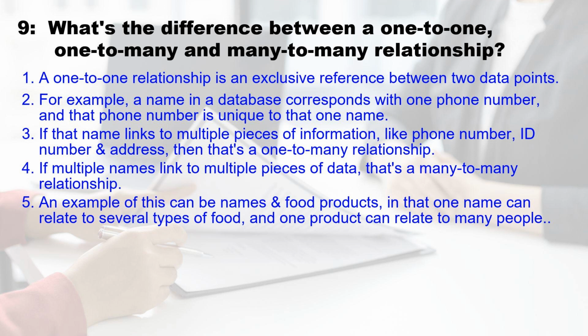An example of this can be names and food products, in that one name can relate to several types of food, and one product can relate to many people.